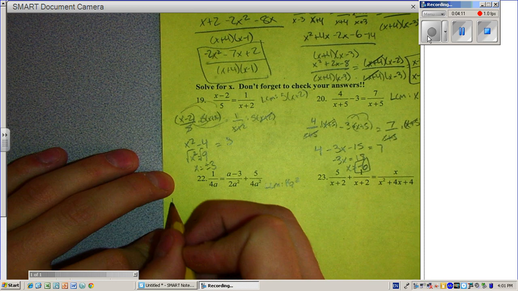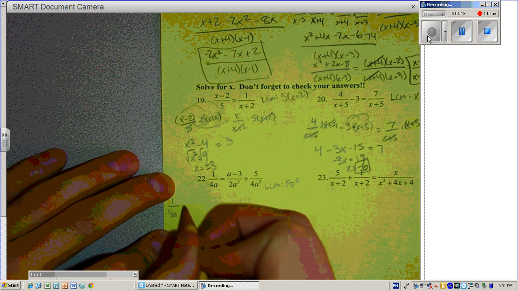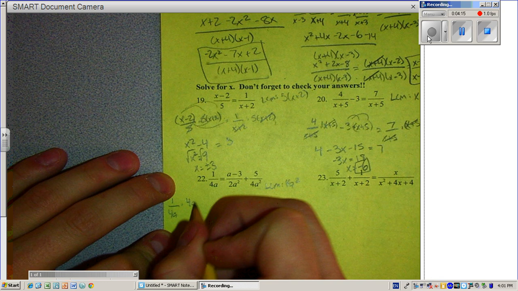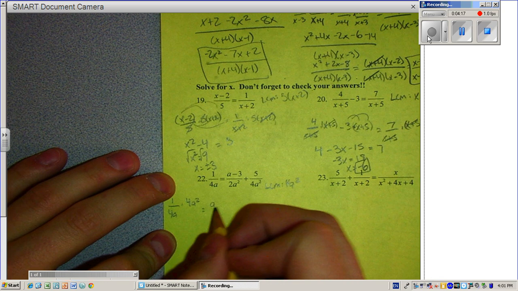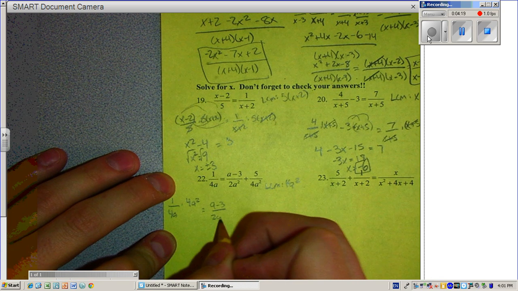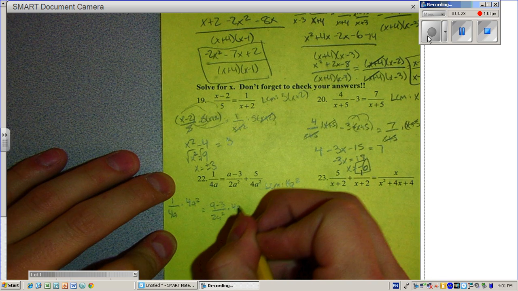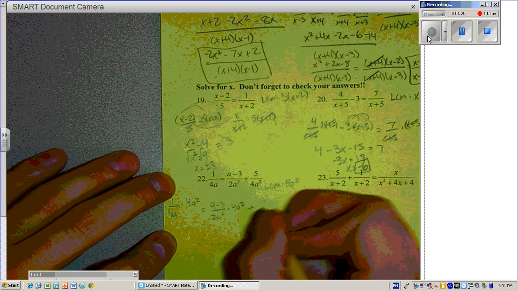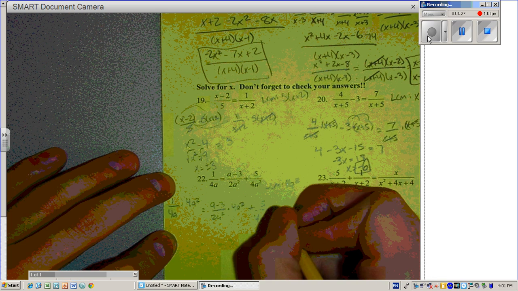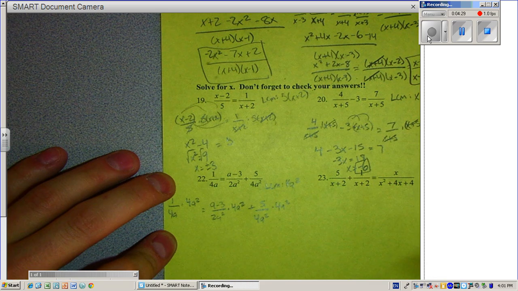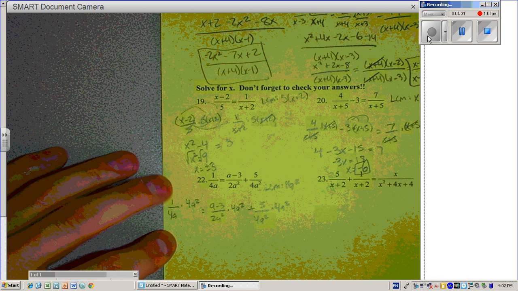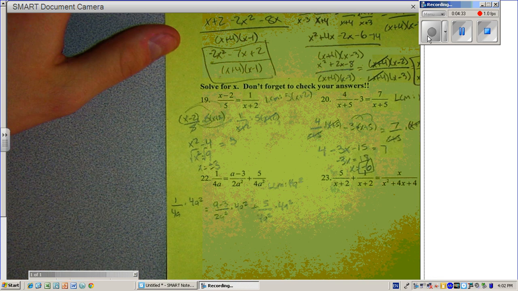So I'm going to multiply each one of those. 1 over 4a times 4a squared equals a minus 3 over 2a squared times 4a squared plus 5 over 4a squared times 4a squared. Now what you'll notice, let me zoom in a little bit.